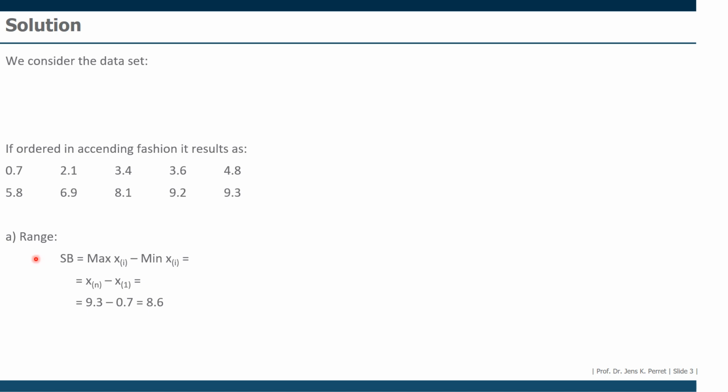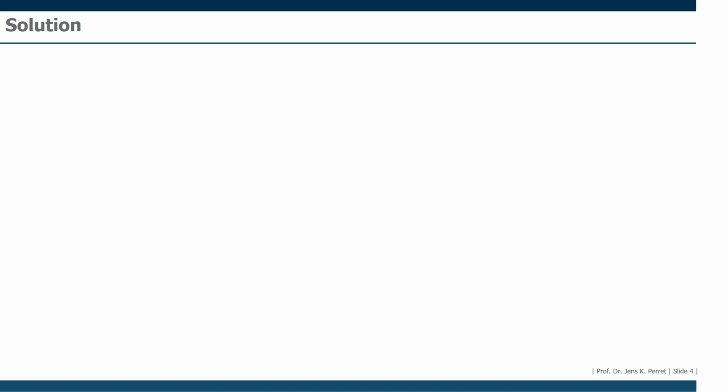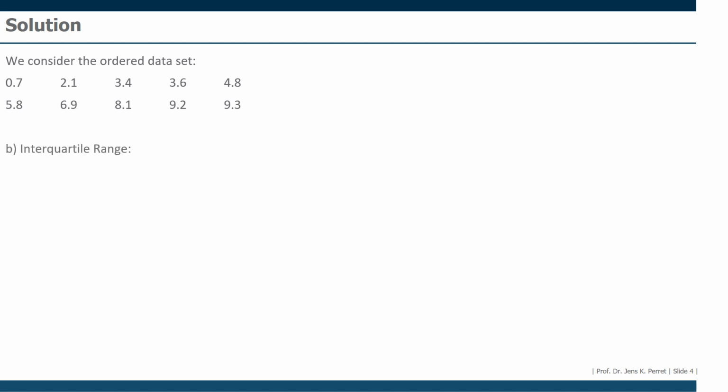So we can directly continue with part B, where I'm going to use the same ordered data set. Here it's about the interquartile range. The interquartile range is nothing else than the difference between third and first quartile, or 75th and 25th percentile or quantile. Well, how can I imagine the interquartile range? Again, thinking about box plots, that's actually the height of my box plot.